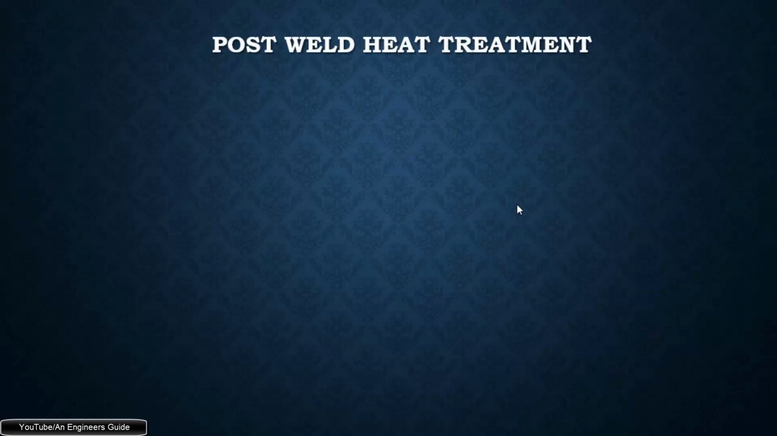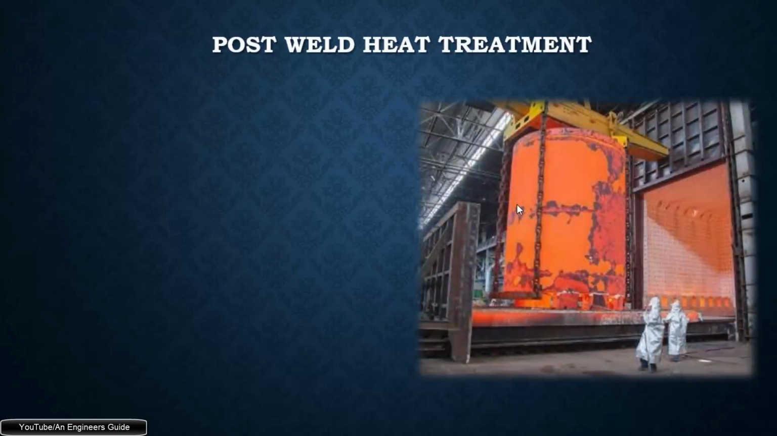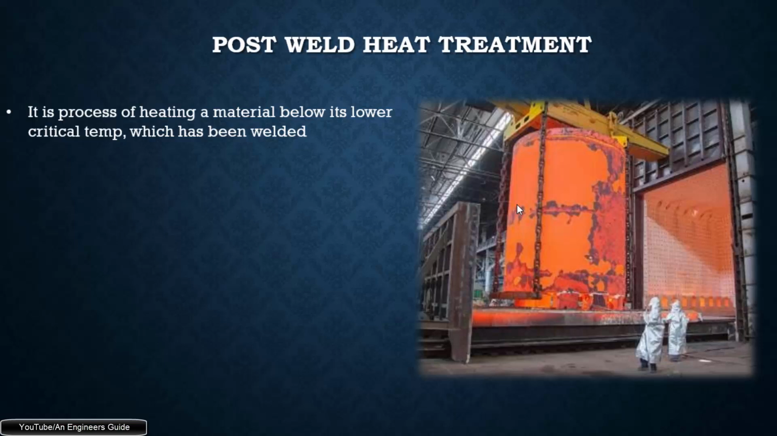So first of all, let's see this image. Here you can see one welded vessel is being heated in some furnace. So what is actually the post-weld heat treatment? It is the process of heating a material which has been welded, below its lower critical temperature. So what happens during the welding process or fabrication process? There are some stresses induced in welds and weld affected zones. So to relieve those stresses, we have to use the post-weld heat treatment.